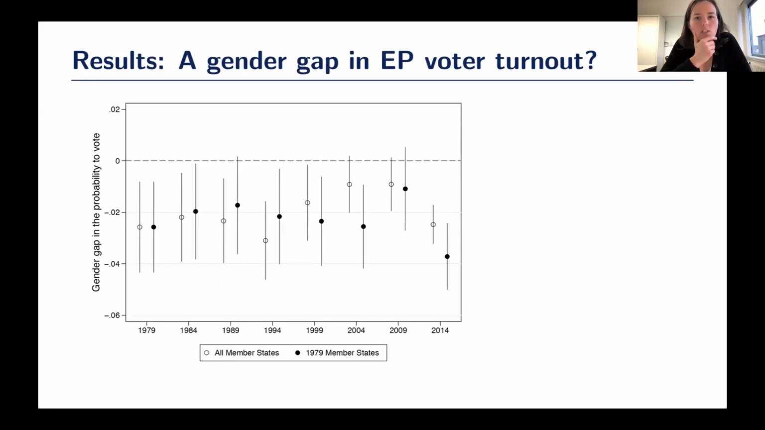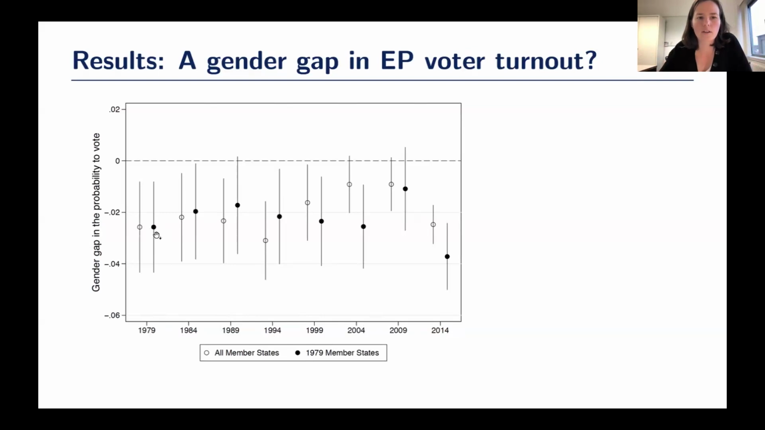Starting off with the gender gap in voter turnout, our expectation was that there would be a gender gap in voter turnout for European Parliament elections because they are second-order elections. And that is indeed what we find. So you see all European Parliament elections that were included in our study, and for each election, there are 2 coefficients shown. The black coefficients focus only on those countries that were already a member state of the European Union in 1979. So by comparing the black circles, you're looking at consistently the same countries.